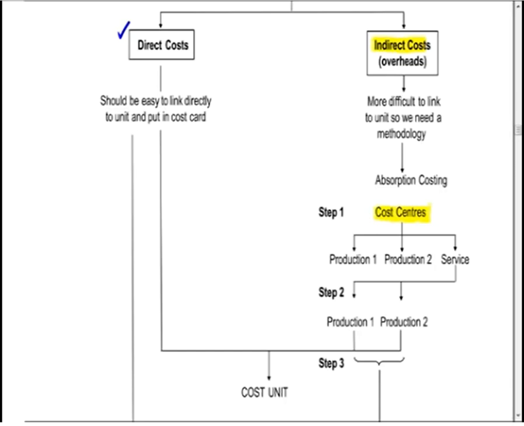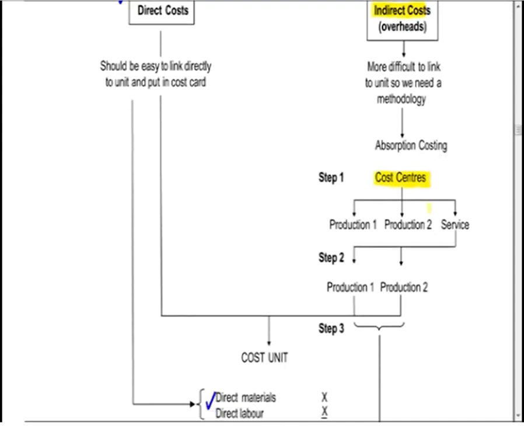Step 1 then is to allocate and apportion all of our overheads into the different cost centres. Remember, a cost centre is anywhere we want to collect expenditure for. You'll notice that we could have production cost centres, but also non-production or service cost centres, and those are cost centres through which units of production do not flow.